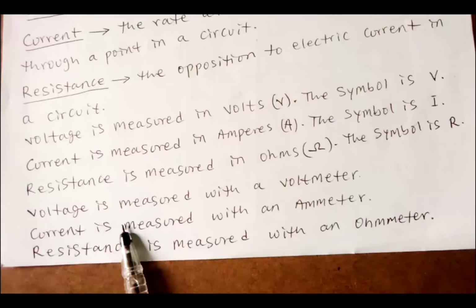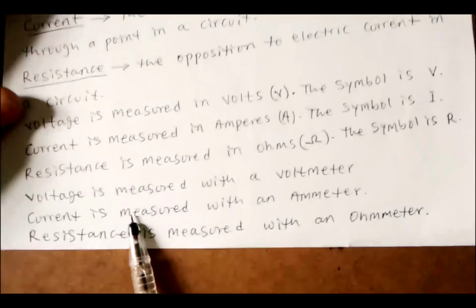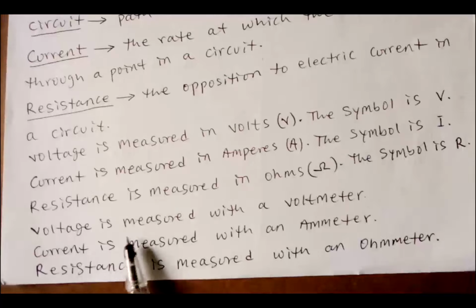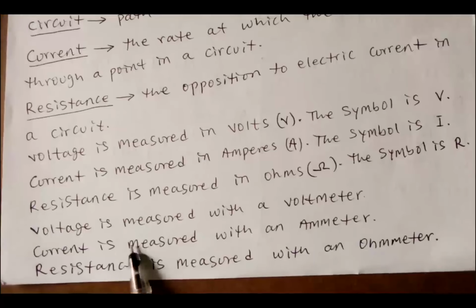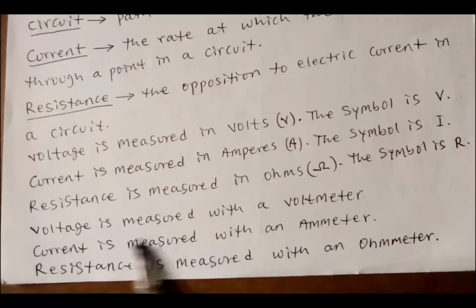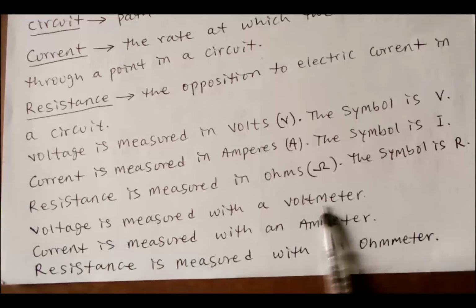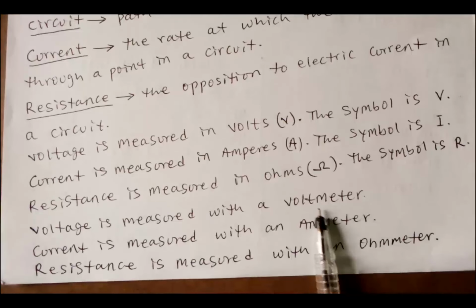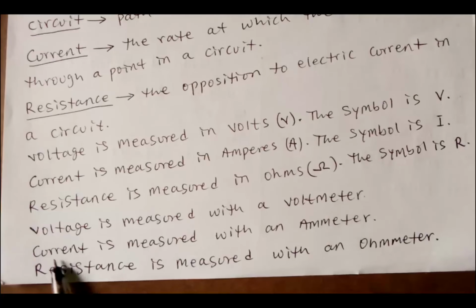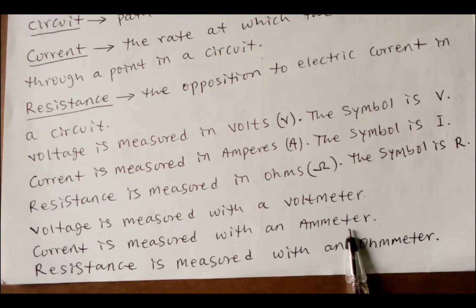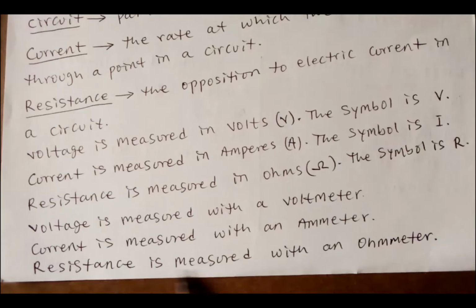So what are the instruments that are used for measuring voltage, current, and resistance? Voltage is measured with a voltmeter. So the instrument we use in measuring voltage is called a voltmeter. Current is measured with an ammeter. Resistance is measured with an ohmmeter.